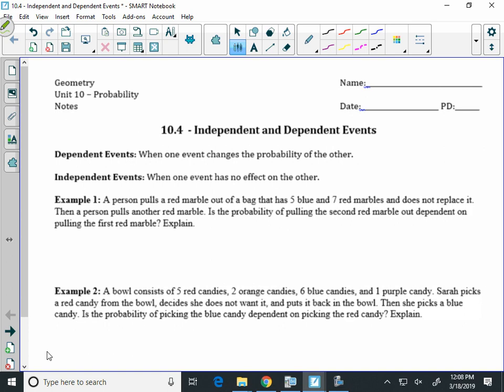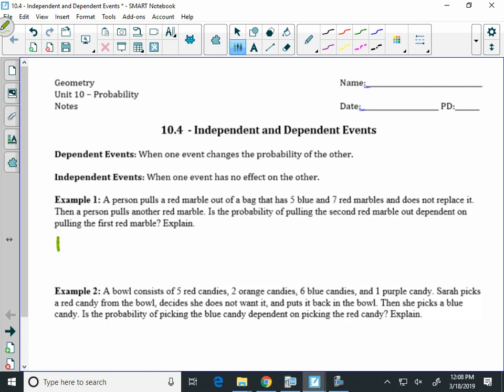So we take a look at this first example. A person pulls a red marble out of a bag that has 5 blue and 7 red and does not replace it. Then a person pulls another red marble from that bag. Is the probability of pulling the second red marble out dependent on pulling the first marble? And we're going to explain.